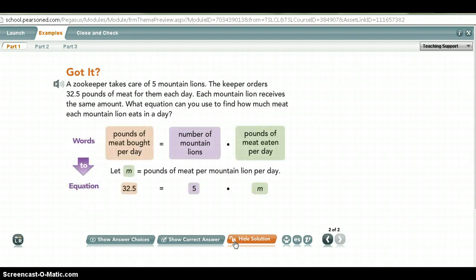Okay, so ladies and gentlemen, let's look at the solution. We have the pounds of meat, M, and we know that that is 32.5 total pounds. And then we have the number of mountain lions. We know that is 5. But we needed to know how much meat each one was going to get. So that was the M. So if we take 5 times the number each is going to get, then we will find that it is a total of 32.5. Go ahead and copy this into your notes.